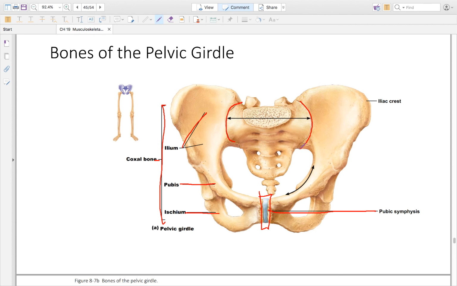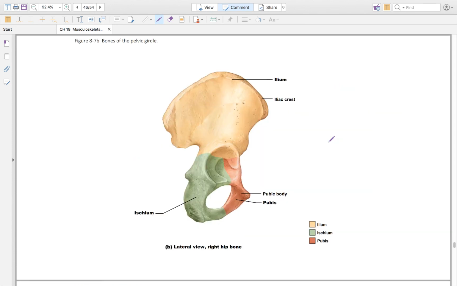And I want to point out another marker that's incredibly important. See this kind of ridge, and then it has this texture. You can even see it in the picture. That is called the iliac crest. All right, so I want you guys to know the ilium, which is highlighted in this yellow bone color, the iliac crest, which is a bone marking. Okay, the pubis, which is this whole piece in red, and then the ischium, which is all in green.